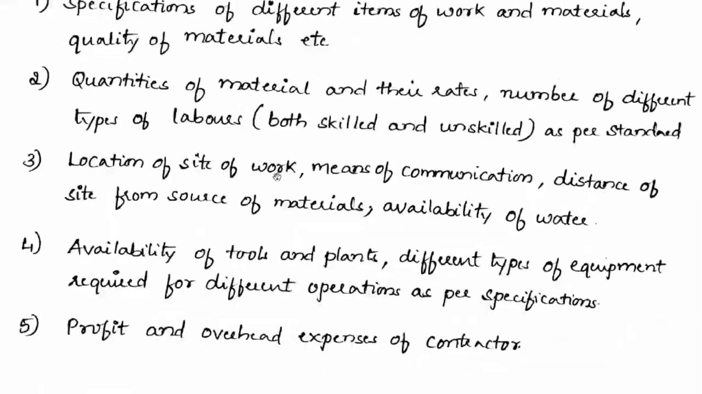Then next is the availability of tools, plants and different equipment required for different operations. For example, if you go for high-rise construction, many machineries are required. For the ground floor and first floor, it may work out, but if you have a 10-storied or 20-storied building, you require different machineries. You may have an RMC plant in your site itself. Then you may have a tower crane to carry the material to the different floors.